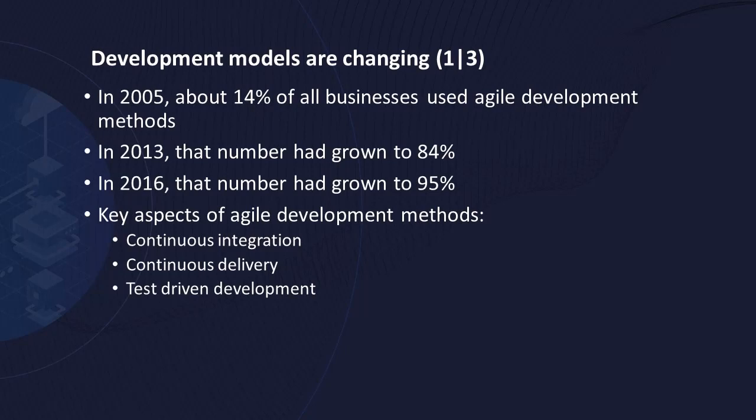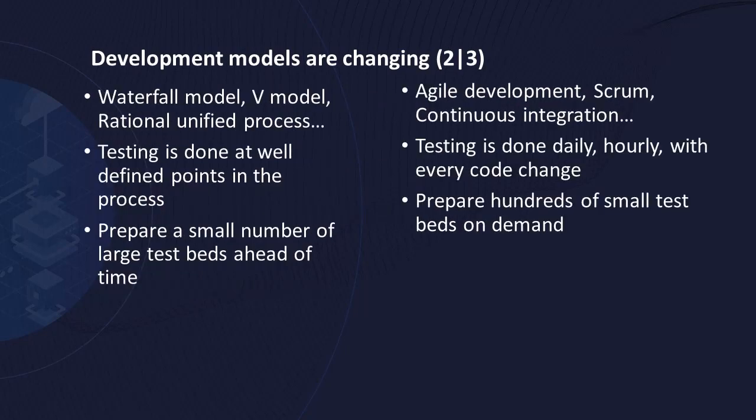According to market research company Forrester, the percentage of businesses that actively use agile development methods has risen from only about 14% in 2005 to 95% in 2016, which basically means that everybody is using agile software development to some degree nowadays. One of the key differences with methods like Scrum is the way software is tested.